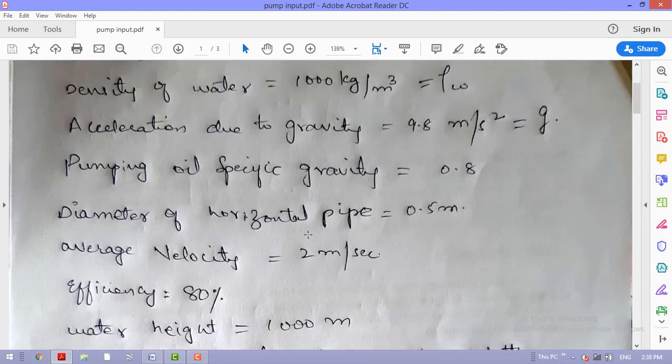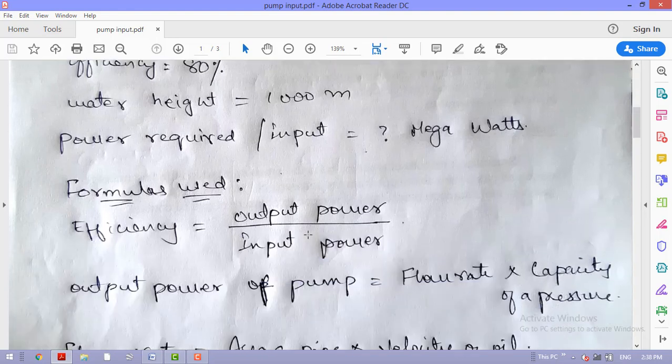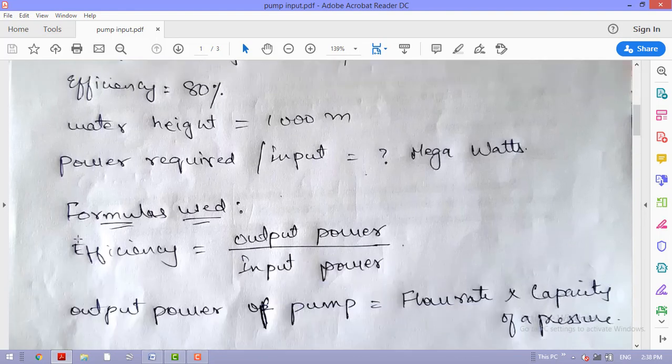After seeing this question, let us see what formulas we are going to use. As we know, the basic formula for efficiency is output power divided by input power, but in this case, it is the output power required for a pump divided by the input power required for a pump. The only data we have regarding this formula is the efficiency, so we have to calculate the output power so that we can indirectly calculate the input power, right?